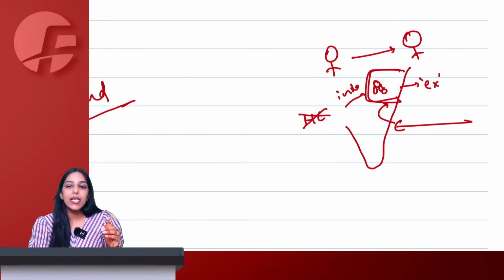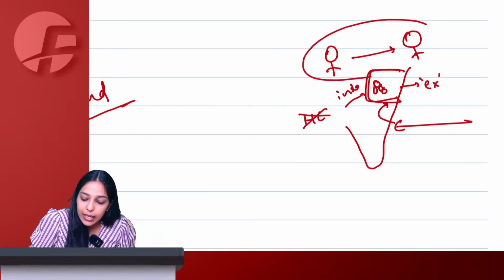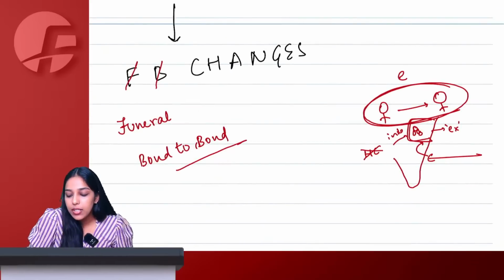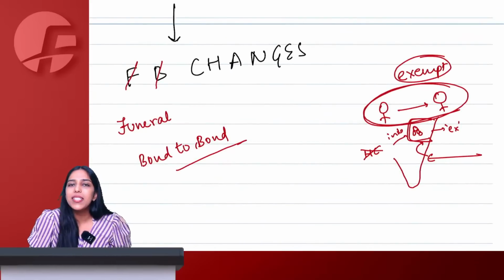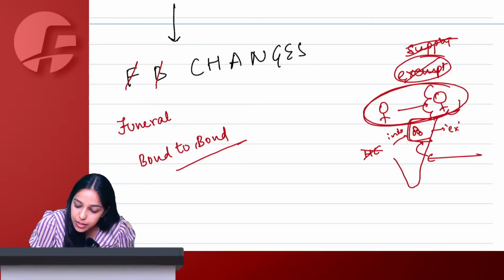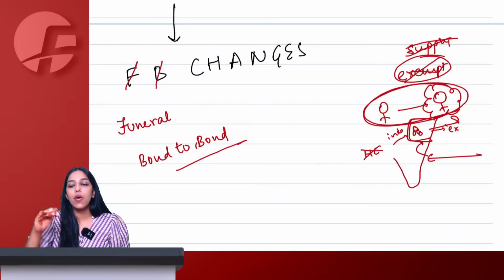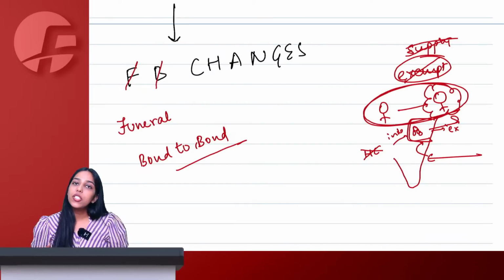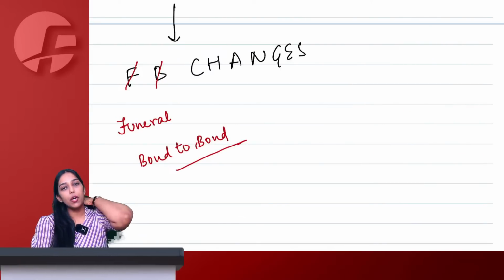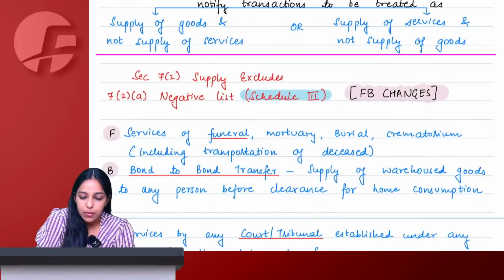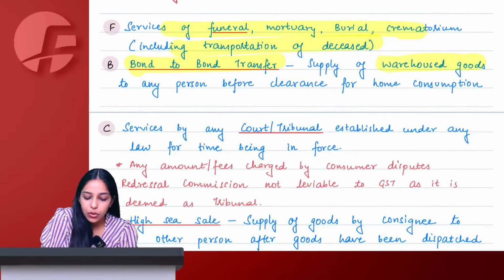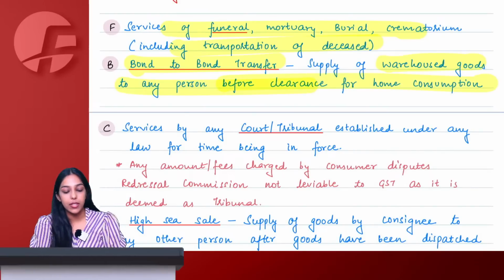So in this case, because I have not yet filed ex-bond and at this point of time transfer or sell my goods to some other person, this transaction is not going to be supply under GST. Later this person, when he clears the goods from the warehouse, at that point of time he is going to pay GST to government. So F means services of funeral, mortuary, burial, crematorium, including transportation of deceased. B means bond to bond transfer, supply of warehoused goods to any person before clearance for home consumption.